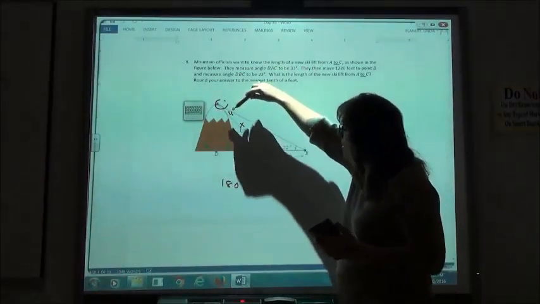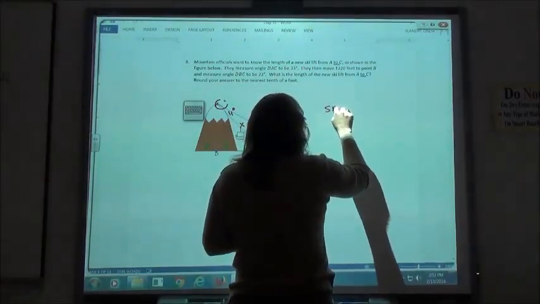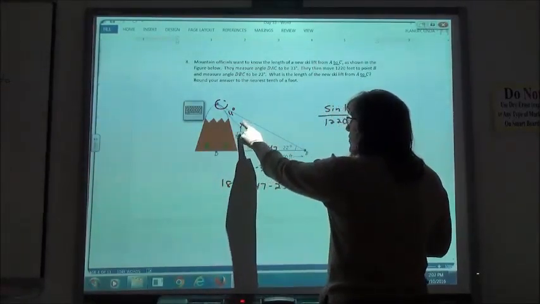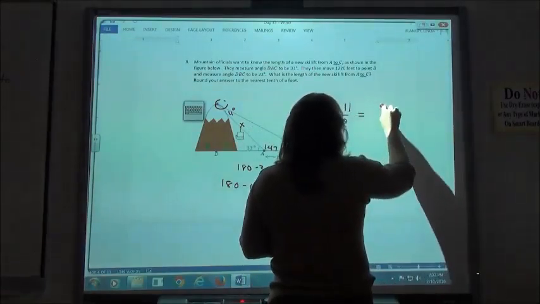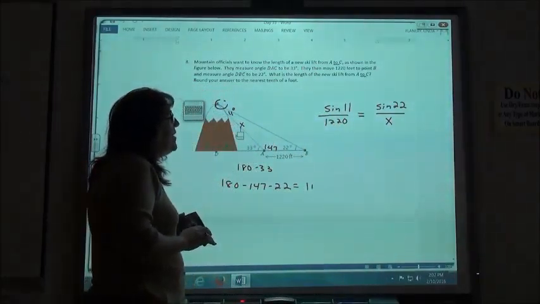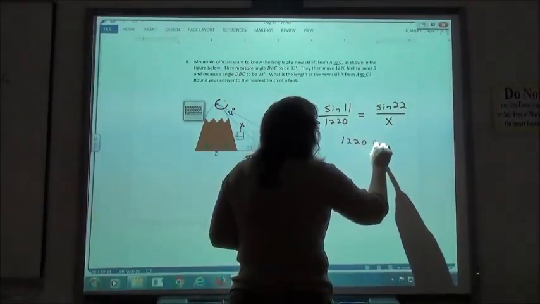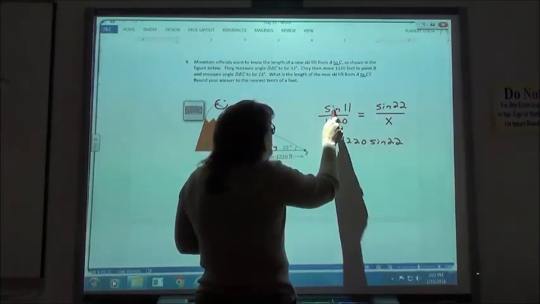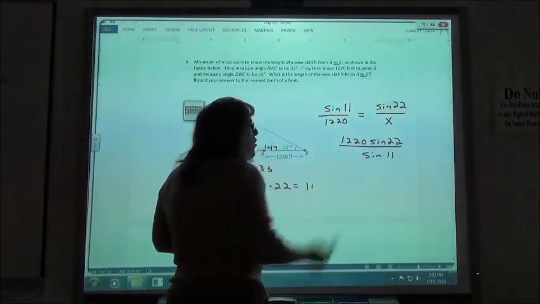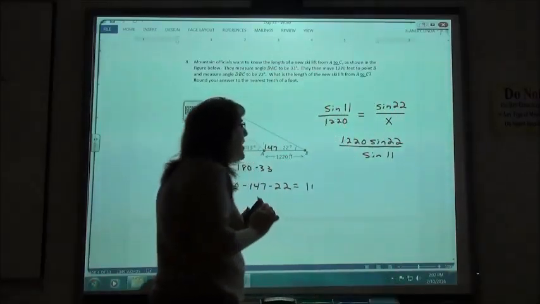So now I can use my law of sines because I have the angle and the opposite side. So the sine of 11 over 1,220 is going to equal, I want this side, so the opposite angle is 22, the sine of 22 over x. Solving that again, if I take a little shortcut, I'm going to take this times this, so 1,220 sine of 22, I'm going to end up dividing by the sine of 11. If you need to cross multiply and solve it, go ahead, but I'm just saving myself some writing room.